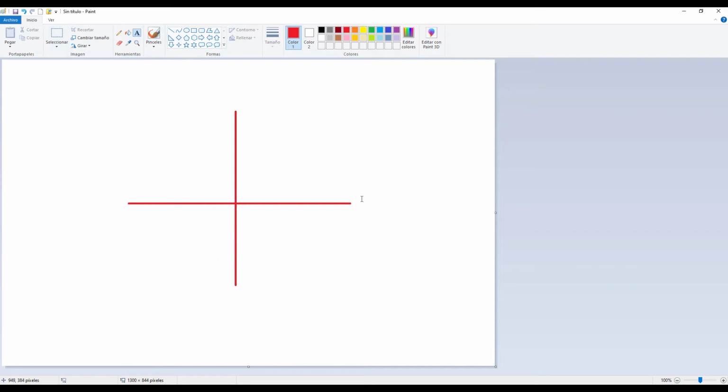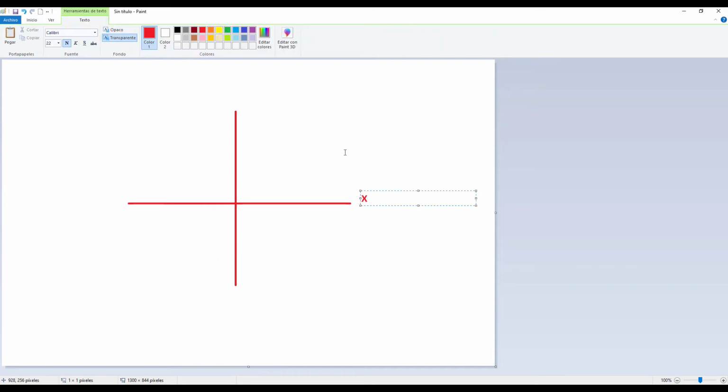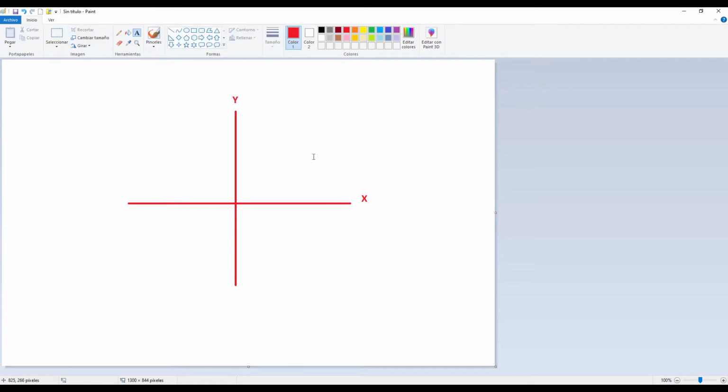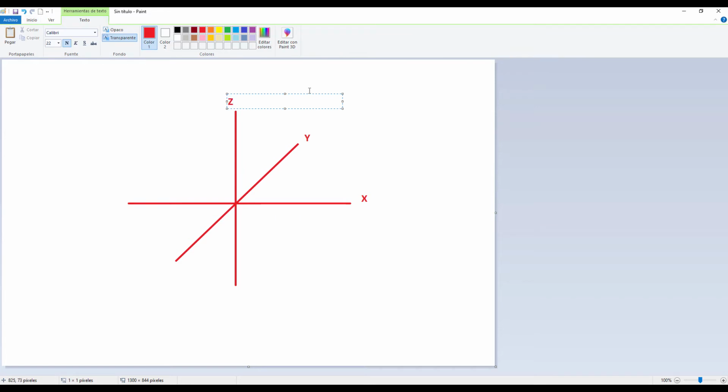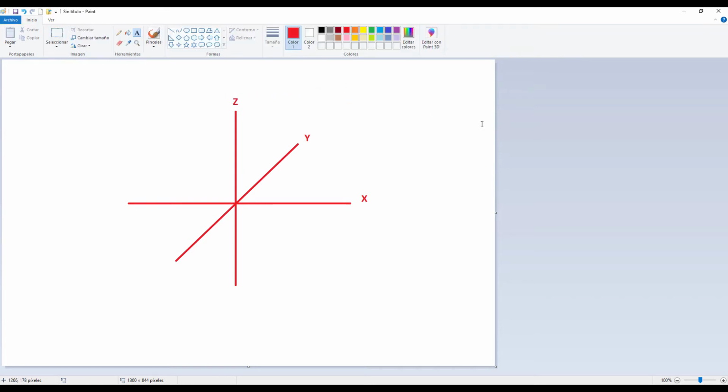So when we are talking about two variables, it's easy to create a chart or graph, because you only have two axes. But when we are talking about three dimensions, you need to understand that you will have three axes, and this is the third axis.